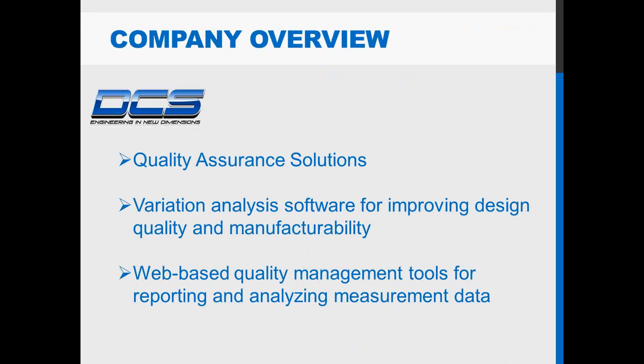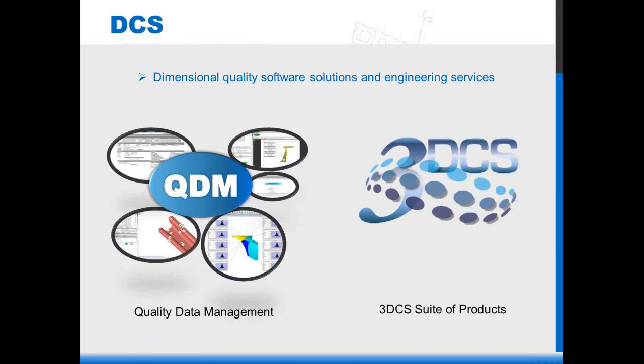Excellent. Thank you. So real briefly on DCS. DCS is a quality assurance company providing quality solutions. Two primary solutions are variation analysis software called 3DCS and our QDM system, which is a web-based quality management system that includes a number of different modules to custom build it to your particular needs. So as you can see here, we've got the QDM system, which we'll be focusing on today, and our 3DCS suite of products for tolerance analysis and design optimization in a CAD environment.